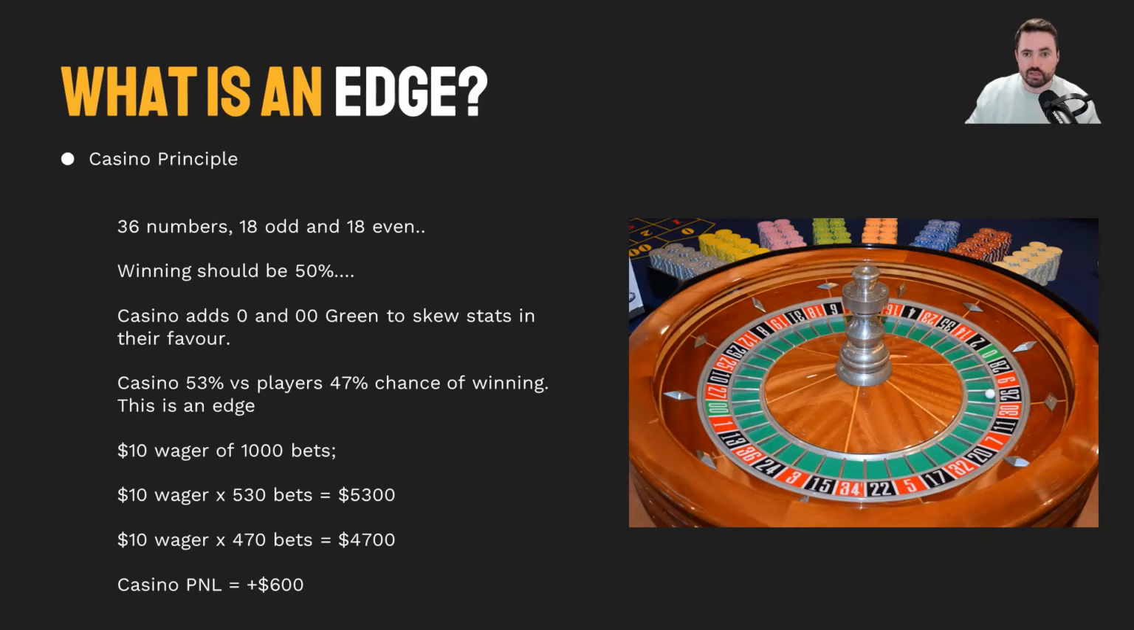Now, let's just have a look at 1,000 bets. 1,000 bets on red or black that happen each day at this casino.